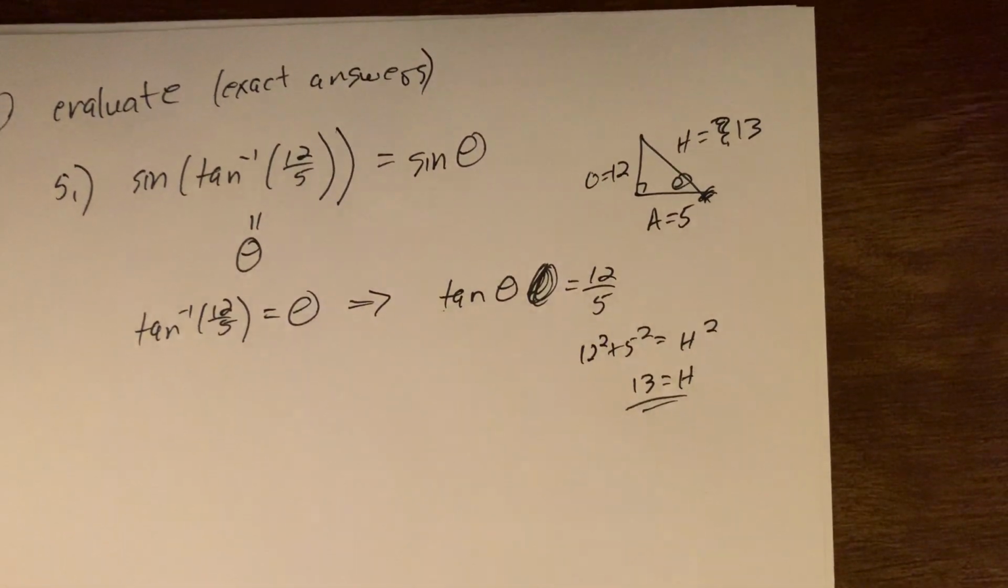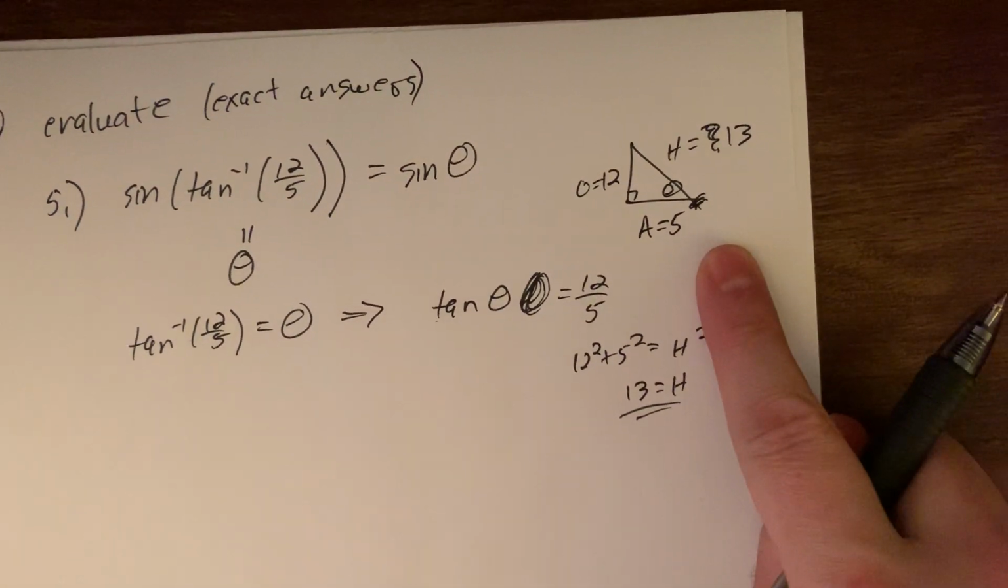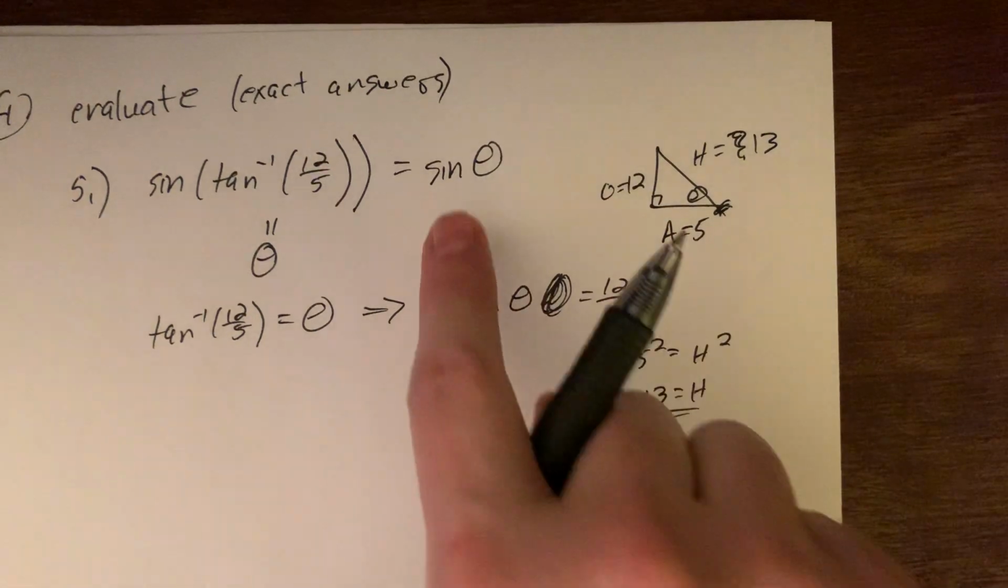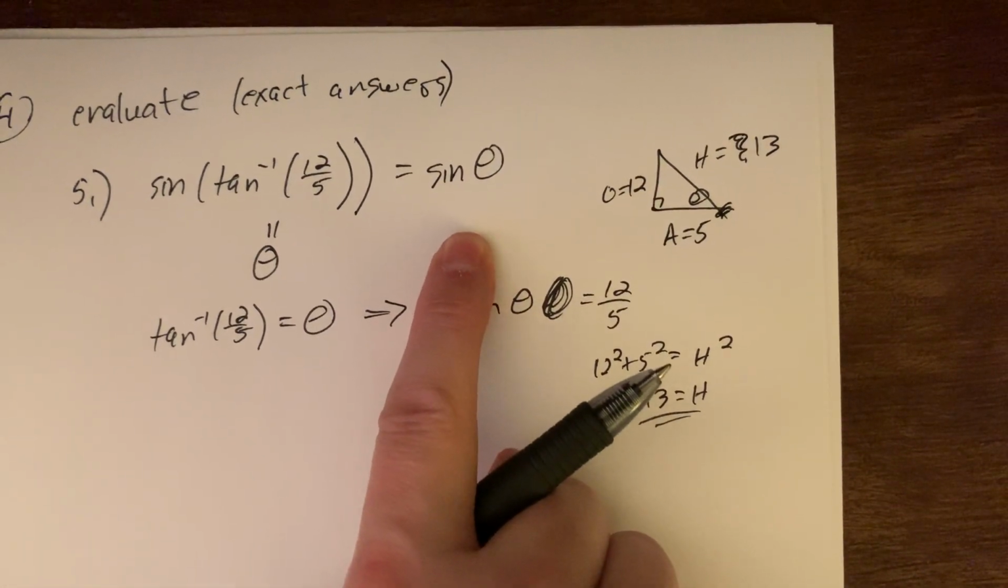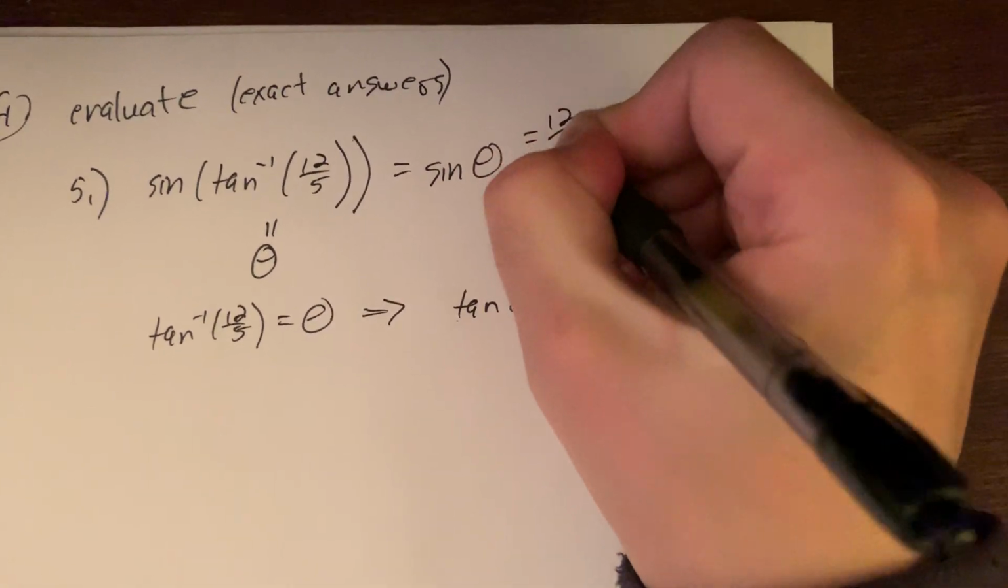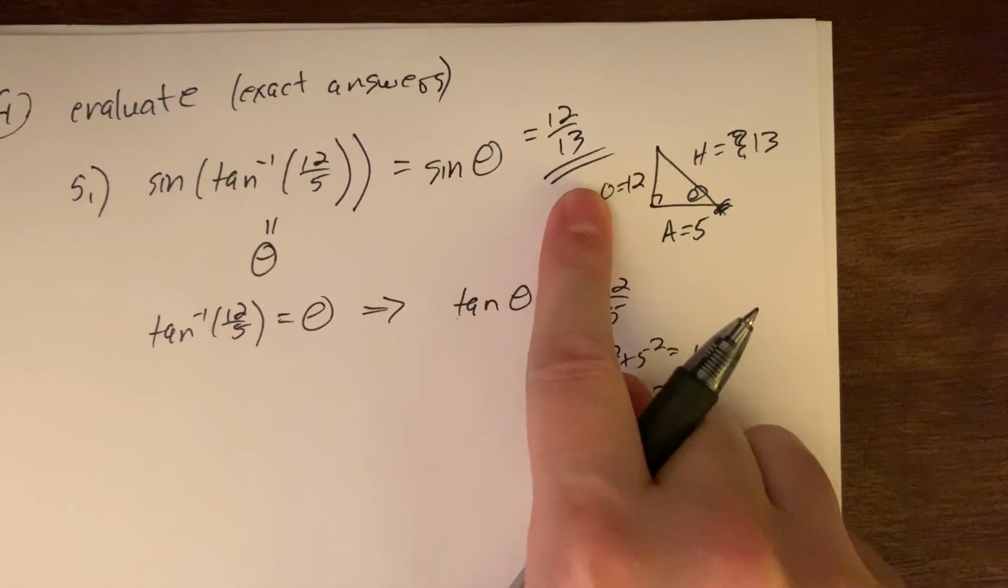And now, typically when we had these problems earlier, we try and get all the trig functions after this, but here all I need is sine. So what is sine? Opposite over hypotenuse. Our final answer would be 12/13.